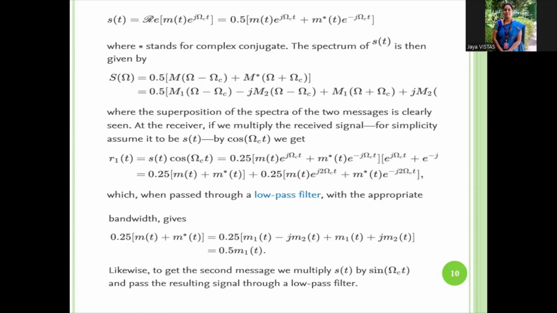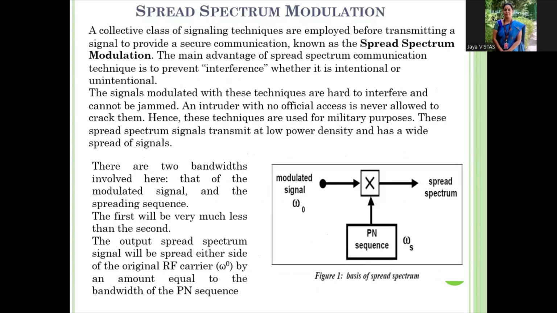We can multiply s(t) by sin omega_c t and pass the resulting signal through the low pass filter. Okay. Then what is spread spectrum modulation? Here, spread spectrum modulation is a very important one, that is SSM. Here a collective class of signaling techniques are employed before transmitting the signal to provide secure communication. That is known as spread spectrum modulation.